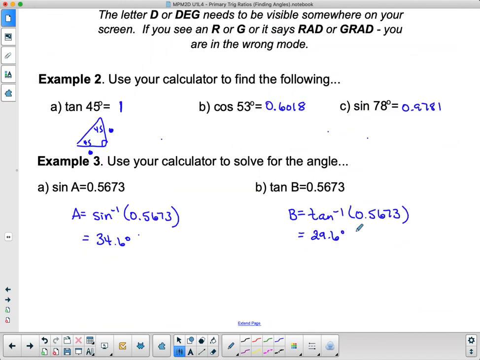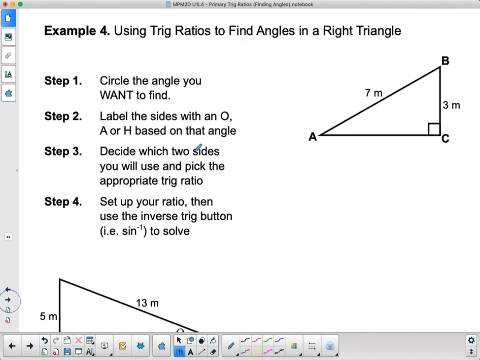Okay, now that's if you're just given the numbers. If you're saying, I know that if I divide those two sides, I get this number, tell me what the angle is, then we can do that. But what if I have a triangle? Okay, so I've given this to you step by step. It says using trig ratios, find angles in the right triangle. So I'm going to circle the angle I want to find. So let's find angle A.